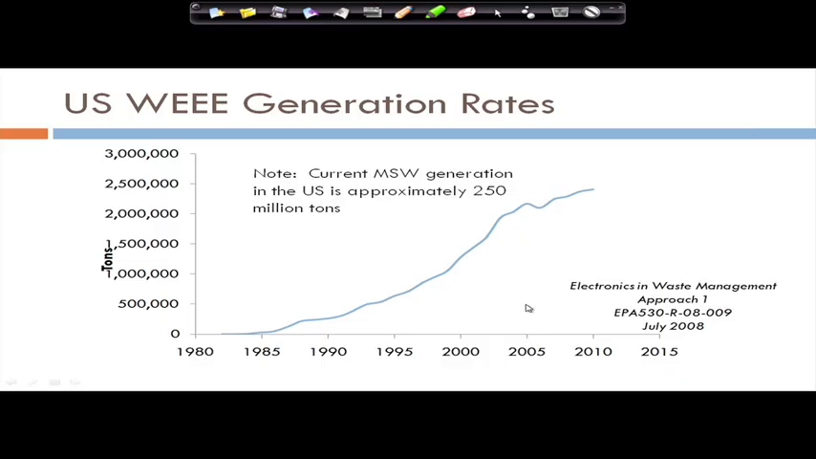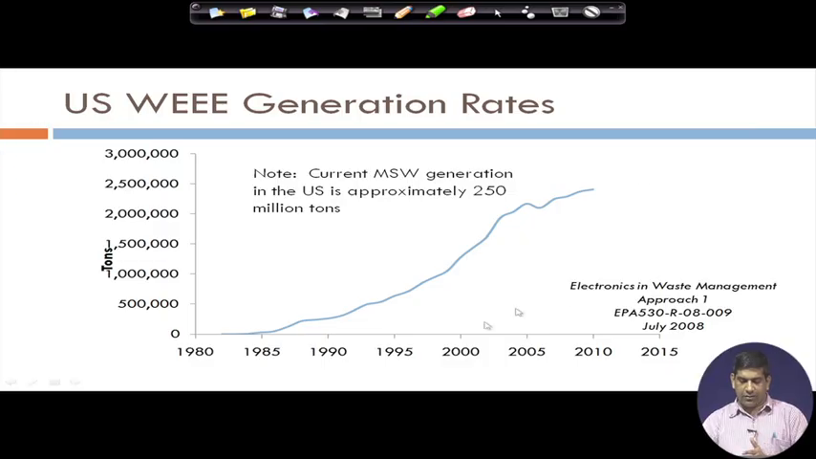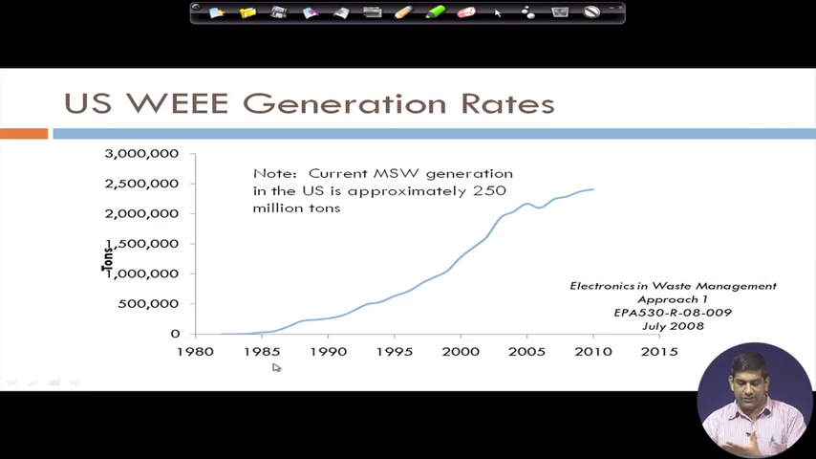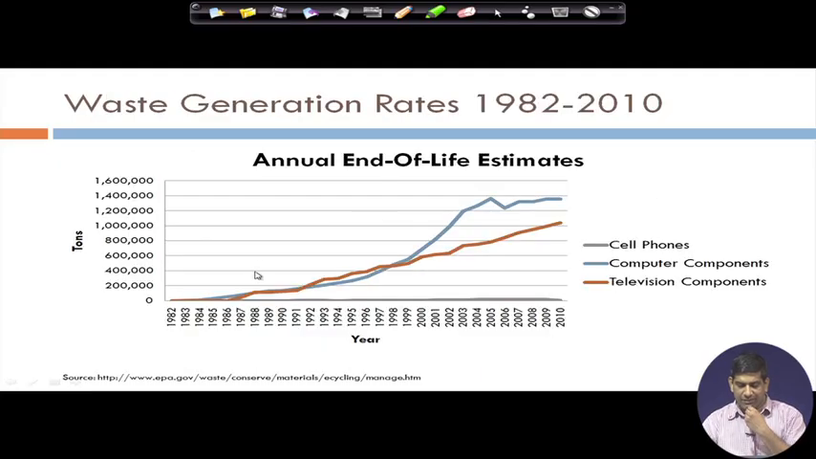There was an earlier study which found that current MSW in the US is approximately 250 million tons. So based on that, what is the electronic waste being produced? In the electronics-in-waste approach, they looked at how much waste is produced, and out of that MSW the electronics are also coming up.